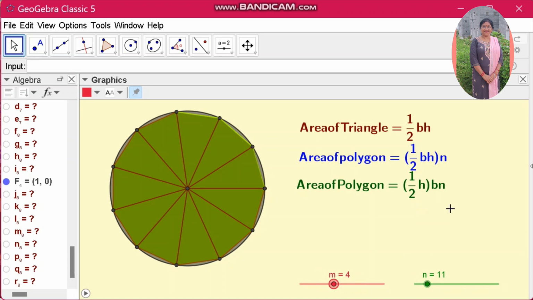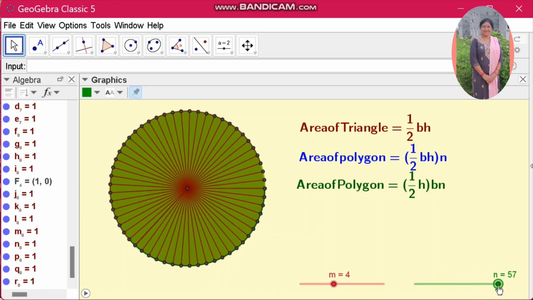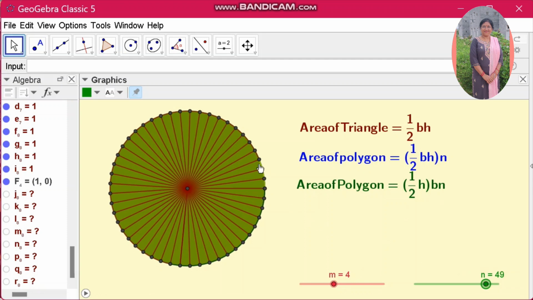It is half times h multiplied by b times n. If n is large, then the height of the triangle becomes the radius of the circle and b times n becomes the perimeter of the polygon. Or in another way, we say here the perimeter of the polygon is equal to the circumference of the circle. Hence, in place of h we write here r, and b times n means the perimeter of the polygon, and the perimeter of the polygon is the same as the circumference of the circle, that is 2 pi r.